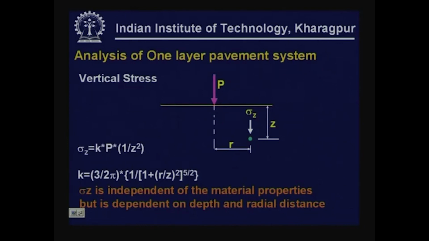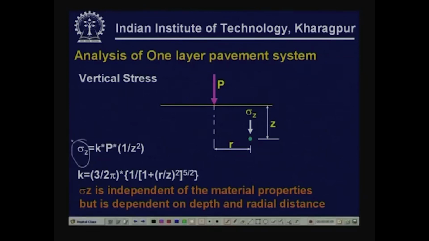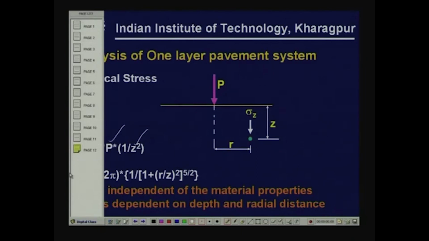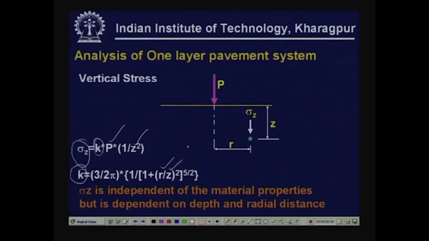So, for this system, the vertical stress at any given location, that is at a given radial distance from the load and at a given depth from the pavement surface, can be given by this expression: vertical stress as a function of the load applied and the depth at which the element is located, multiplied by a constant k, where k is a function of the location of the point in the pavement system.